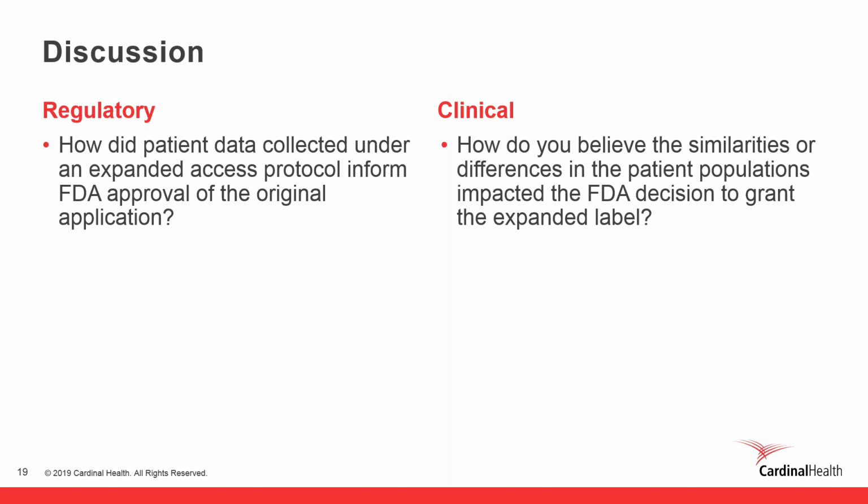But typically when we think about real world data from an actual product, I usually think of post-approval collection of that data. But this is a good example of using an expanded access protocol during the initial development program to collect RWD on the product in a patient population. So we know the expanded access programs, or as Jonathan mentioned, compassionate use, are typically used to grant access to investigational drugs when patients have exhausted all approved treatments and can't participate in the clinical trials.